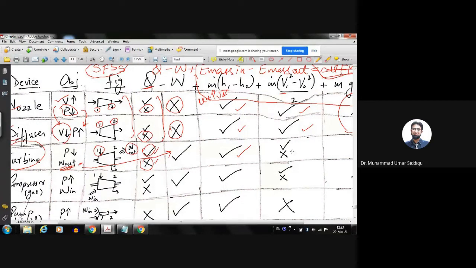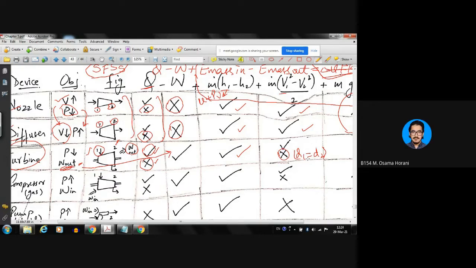Now, suppose the diameter entering the turbine, D1, is the same as the diameter of the pipe leaving the turbine, D2. If this is the case, then this term will not be there. Why? Because when the diameters of the pipe are the same at inlet and exit, then basically the velocities will also be the same. And so this term.